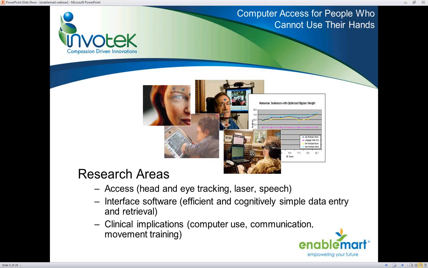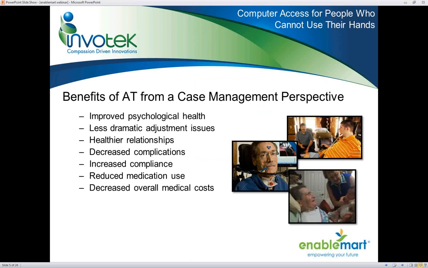When we talk about InvoTek's research areas, we've worked in access, we've worked in interface software, and we always work closely with clinical people. So I just wanted you to have a sense of what things we've done in the past. Often when I present with somebody who has a clinical background or has a case management background, the list that you see on your screen is a list that was put together by a case management person for some of the people that we've worked with together.